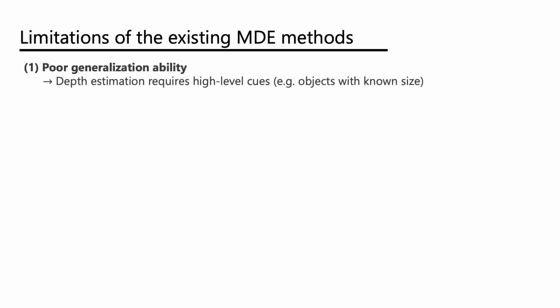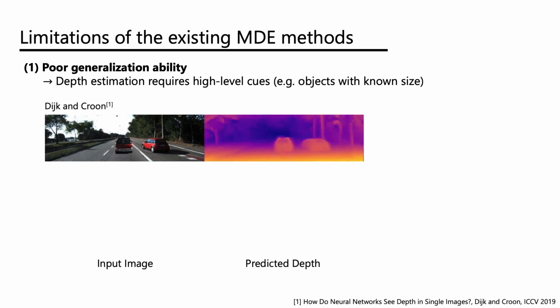Despite the high accuracy, the existing depth estimation methods have limitations. Firstly, they are poor at generalization. Inferring the physical distance to an object is a difficult task, and the network should rely on high-level cues. For example, in order to estimate the distance to a car, the network should first learn how to recognize a car and learn the relationship between its apparent size in the image and its distance from the camera.